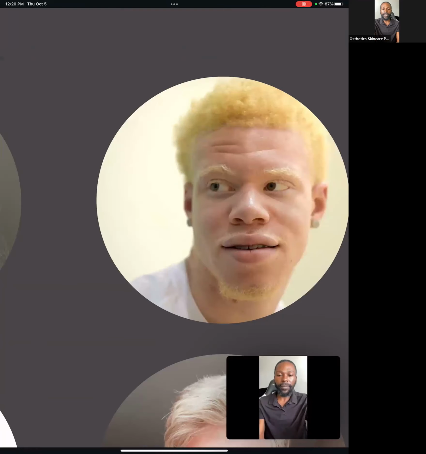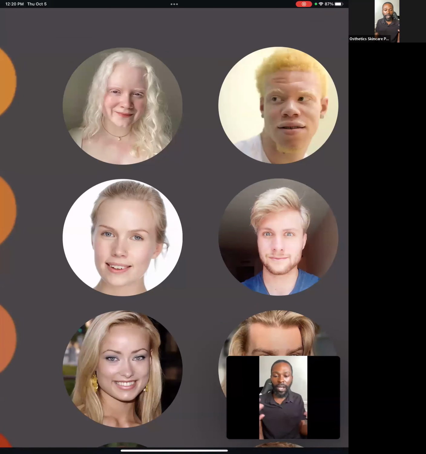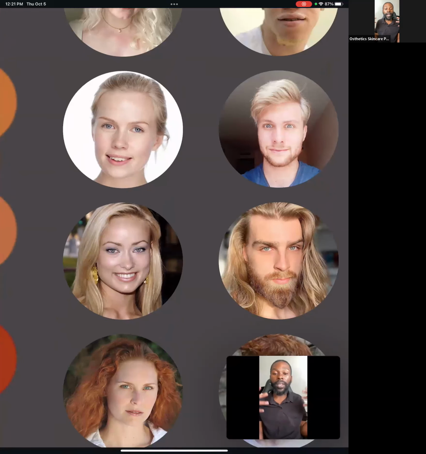Now, for the individuals right up under them, we have our blonde hair and our blue eyes, which is all pheomelanin. Right under them, we have what I call our borderline blondes. These are individuals that have brown hair at the roots, but it eventually turns blonde.